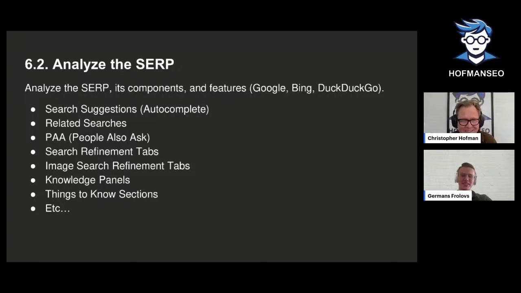About analyzing the SERP, or search engine results page, in full form. It gives you a lot of hints, its components and features, including other search engines like Google, Bing, DuckDuckGo in your research is helpful. So looking at the search suggestions, so autocomplete, related searches, people also ask boxes, refinement tabs, like search refinement tabs, but also image refinement tabs. There are also other refinement tabs under other verticals of search like video, forums and so on. Knowledge panels, things to know sections, and many others. There's so many hints.